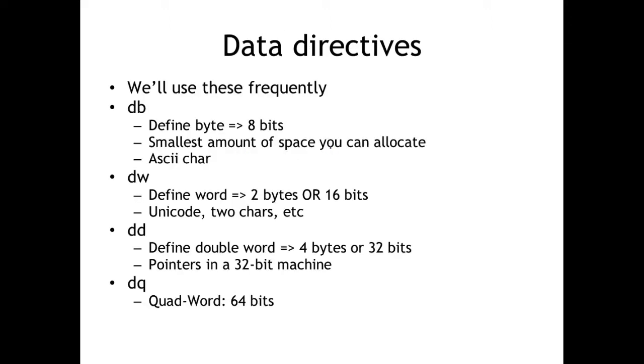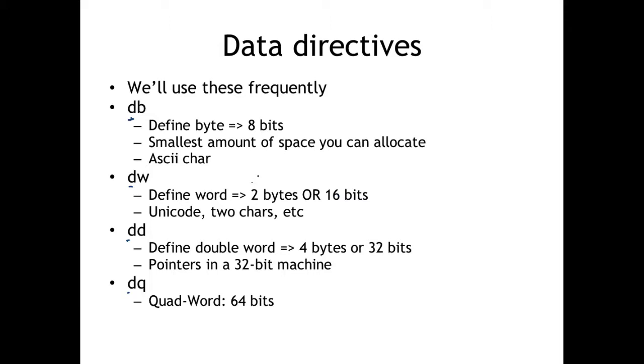Okay, we'll use these data directives frequently, and what these do is they tell the assembler to reserve a certain amount of memory for us. So you see DB, DW, DD, DQ. This first D stands for define, and then the second portion of it stands for the quantity, the number of bytes essentially that we're looking for. So DB is define byte, so a byte, 8 bits. And that's the smallest amount of space that you can allocate. That's that ASCII char that we talked about earlier. Define word is 2 bytes or 16 bits. So 2 chars, Unicode, we just have more space available.